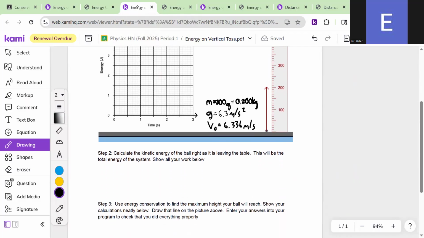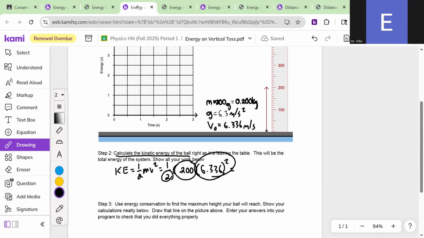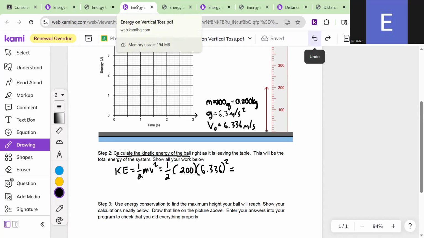So first off, let's calculate the kinetic energy of the ball right as it's leaving the table. Well, kinetic energy, in case you forgot, is a 1/2 mv squared calculation. So we're going to do 1/2 times your mass in kilograms times your velocity, but you have to square that. So remember, how do we do this equation here? We're going to start with square the speed, multiply by mass, then take half. Do that in your calculator. I'll figure out mine, you figure out yours.